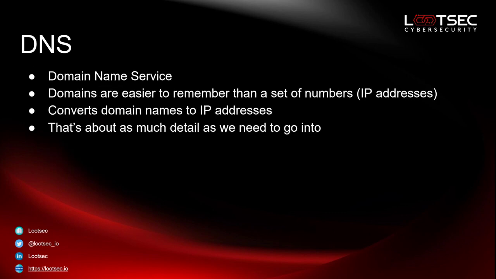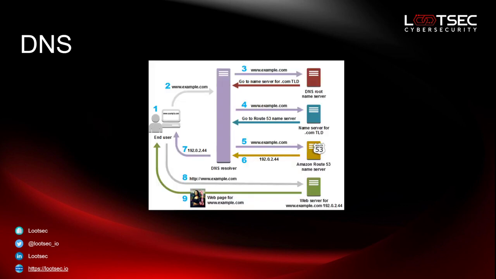So DNS is the next one. I mean, DNS is fairly self-explanatory. We probably all know what DNS does and how it works. But ultimately, it converts a domain name to an IP address. And that's kind of it, because domains are easier to remember than IP addresses, usually. Unless you're talking about like 1.1.1.1. And that is what a DNS request looks like.